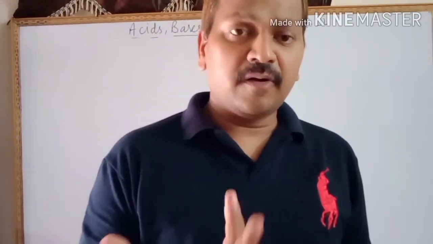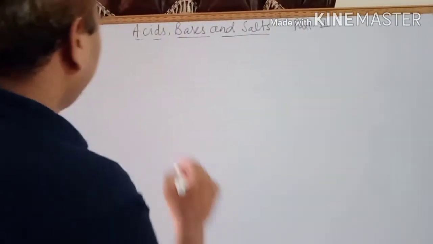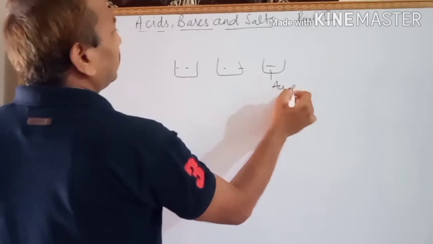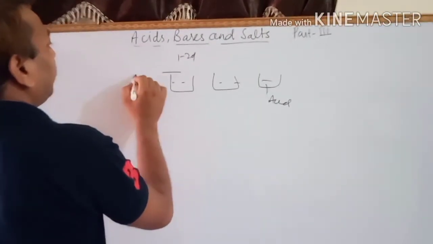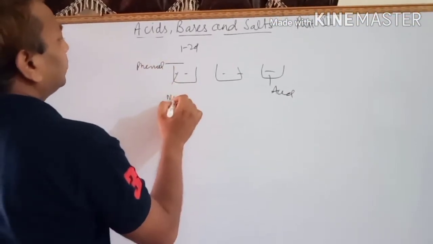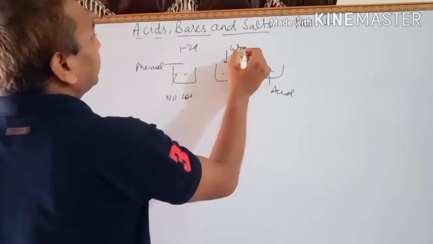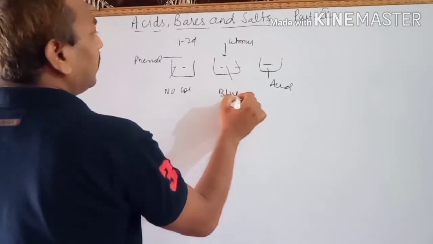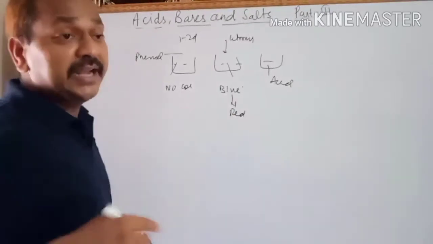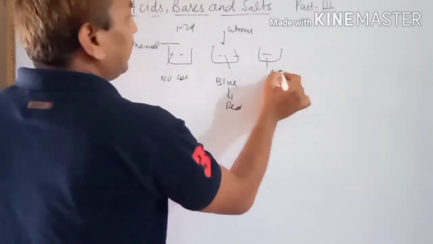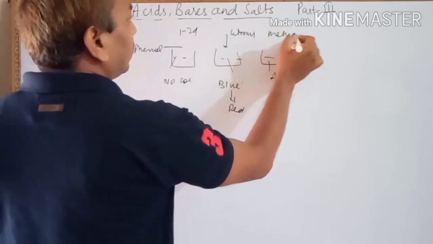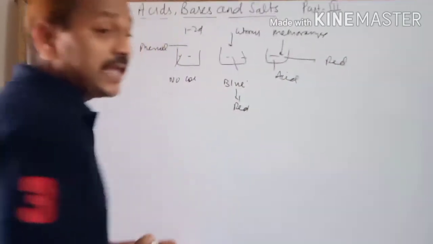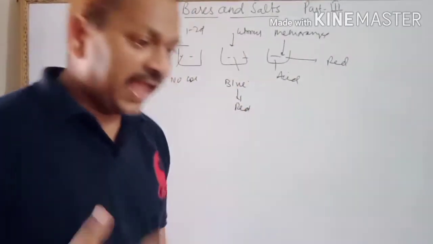Next property, action on litmus paper. Suppose there are 3 containers, 1, 2, 3. They contain acid. Add 1 or 2 drops of phenolphthalein, no color. Litmus solution, 1 or 2 drops added to acid, so blue litmus turns into red. This is the indication of an acidic solution. Similarly, we use methyl orange in acidic solution, so we will get red color. So this is the action of acid-base indicators on acidic solution, right?